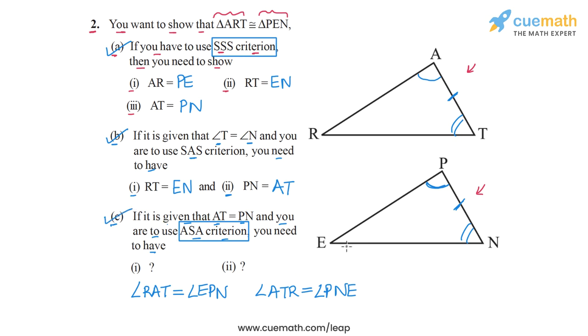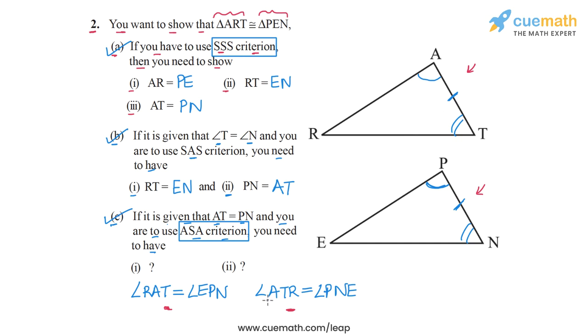By the way, an interesting aspect of the ASA criterion is that to apply this criterion, the equal side pair need not be the included side pair between the two equal angle pairs. That is because if two angle pairs are equal between two triangles, then the third pair will automatically be equal, since the sum of angles in any triangle is equal to 180 degrees. For example, we wrote these two conditions for the equality of angle pairs, and the equal side pair is the included side pair between these two angle pairs.